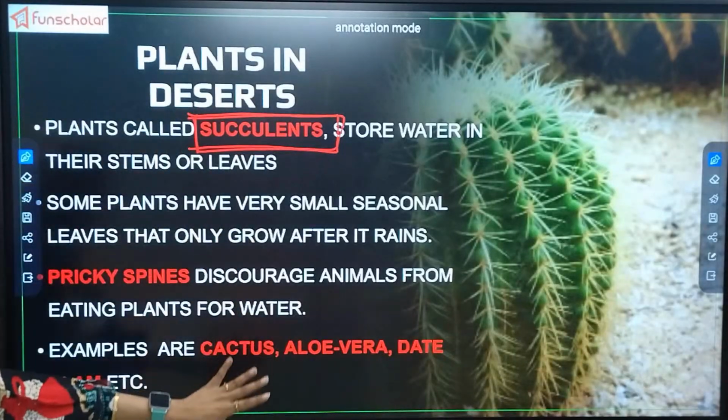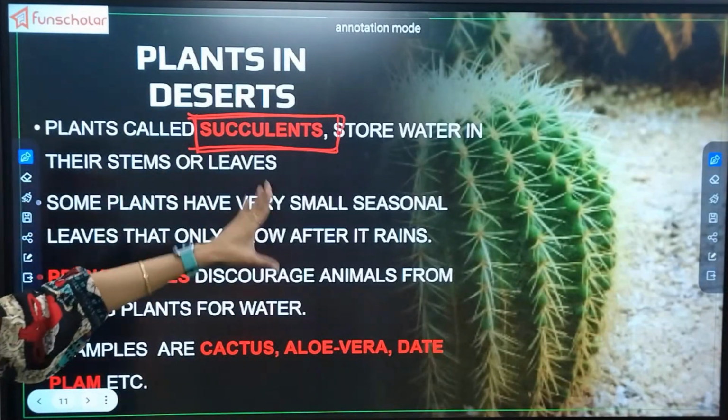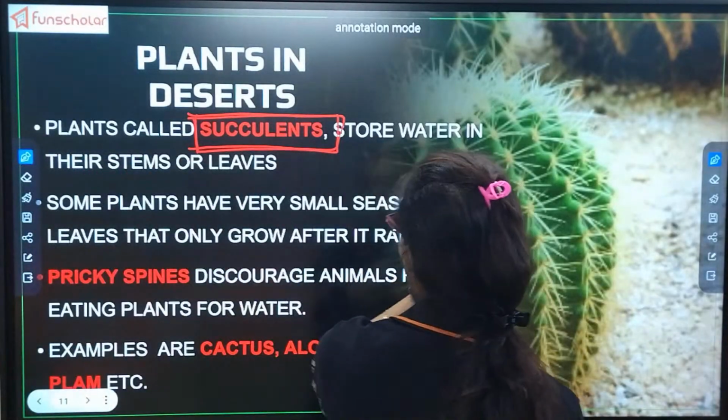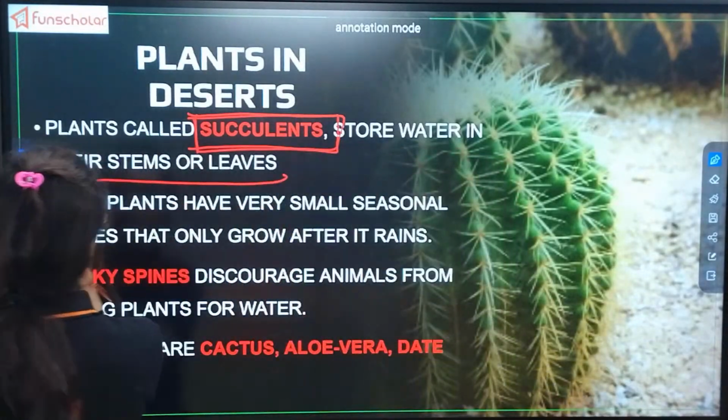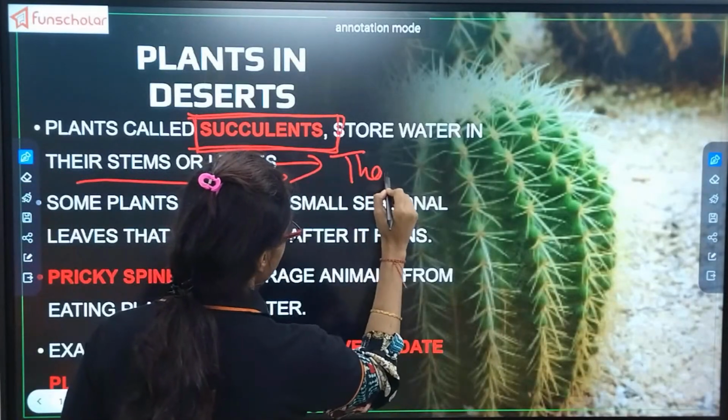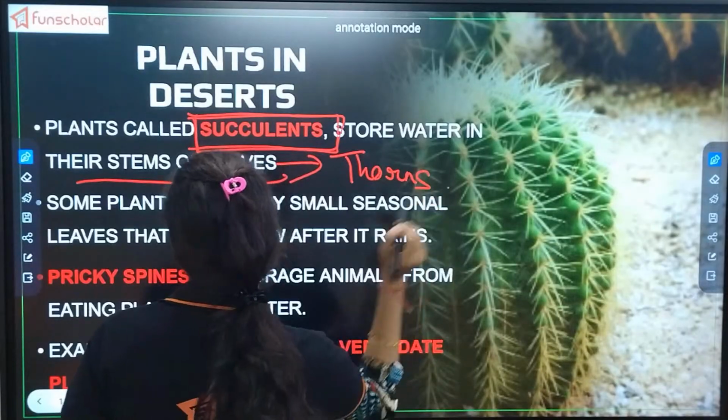The plants of the desert have another name. They are known as succulents. Why? Because they store water in their stems or leaves, and the leaves are nothing but thorns. Okay.